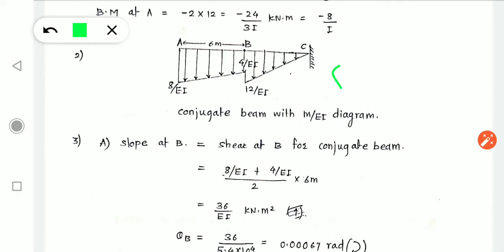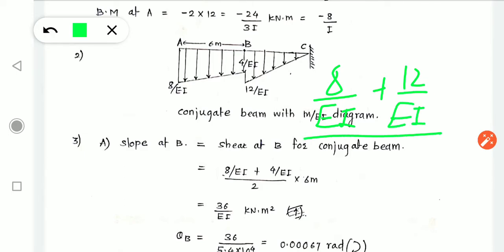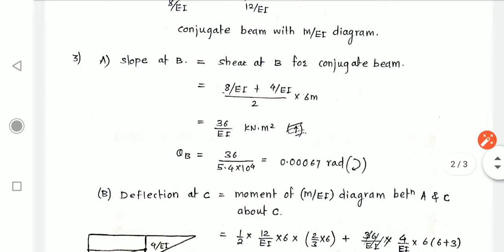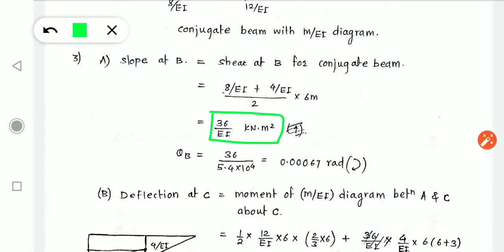Therefore 8 by EI plus 12 by EI divided by 2, into the horizontal distance, that is 6 meter. That's what I did over here. And once we calculate this, we come across a slope of 36 by EI. There is something wrong with this, the unit is wrong.